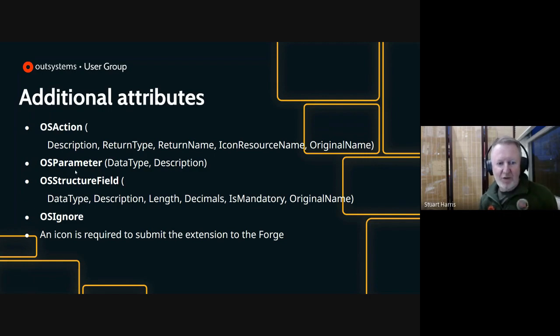All right, so parameters, you can put attributes on parameters with a data type description. Again, it'll be picked up automatically, but you should put descriptions on things. An OS structure field, same again. And then if you have a method in your C# that you don't want to expose, you can put OS ignore on it, or just make it private. But you can put OS ignore on it if you really have to make it public.